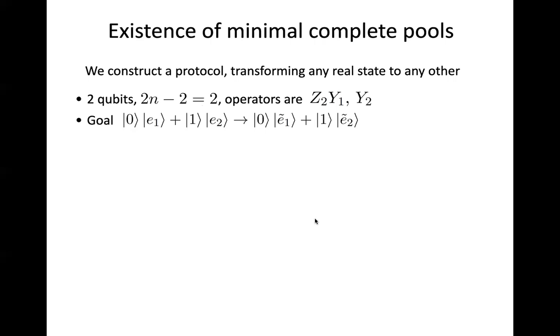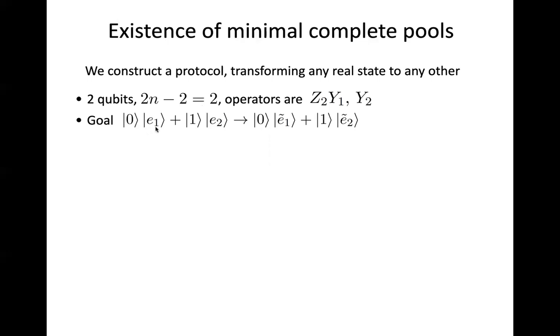I will only show you the example for 2 qubits. For 2 qubits, 2n minus 2 is equal to 2. So we only have 2 operators, which are Z2, Y1, and Y2. Here I have the notation as the following goal. I want to transform the superposition state of 2 qubits to an arbitrary superposition of the 2 qubits. One has to understand that here, instead of alpha and beta, I basically use this: I have some E1, which is a real vector for the state of the first qubit, and E2 is also some real state of the first qubit, and this is basically the entangled state of 2 qubits.